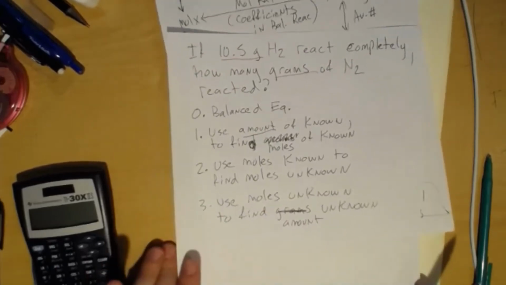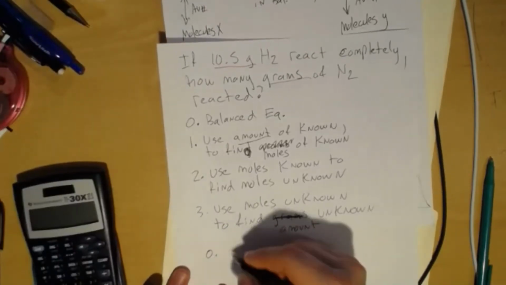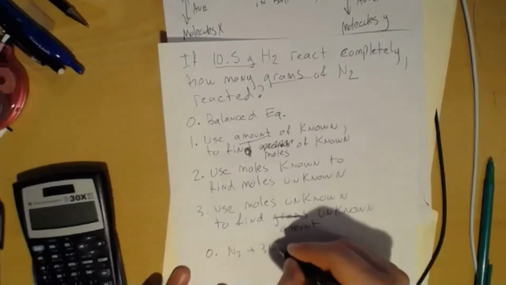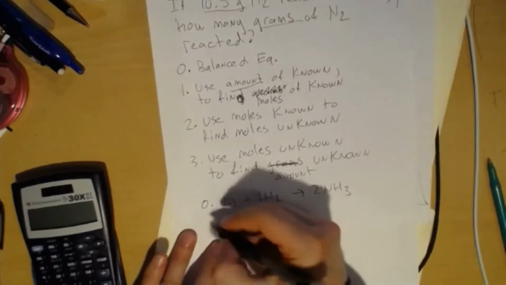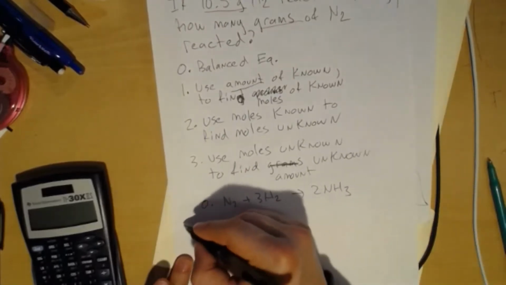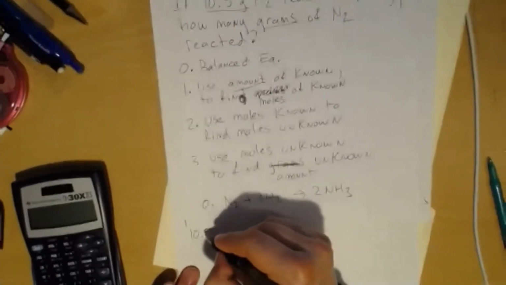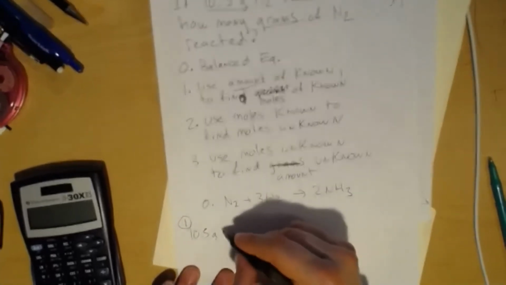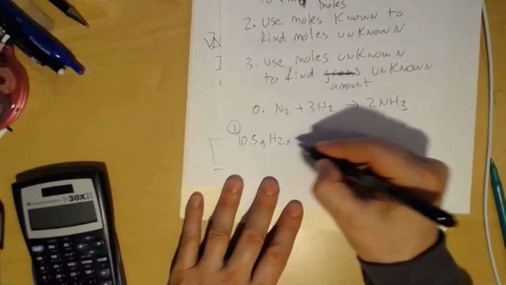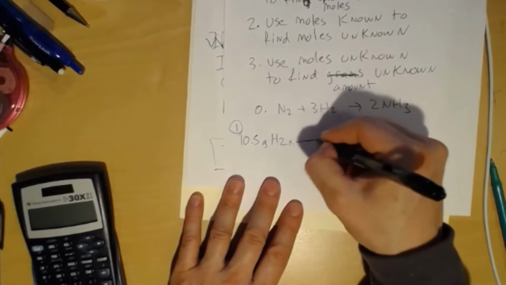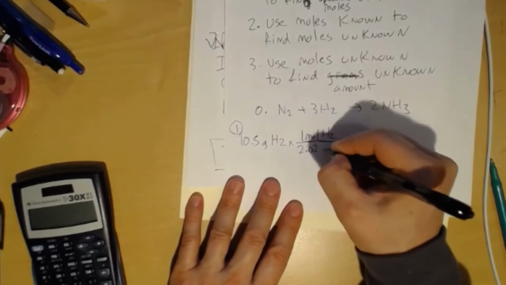Okay, so let's do this then. Step 0 would be N2 plus 3H2 goes to 2NH3, the balanced equation. Step 1 would be, I had 10.5 grams of hydrogen, times 1 mole of hydrogen over 2.02 grams of hydrogen.